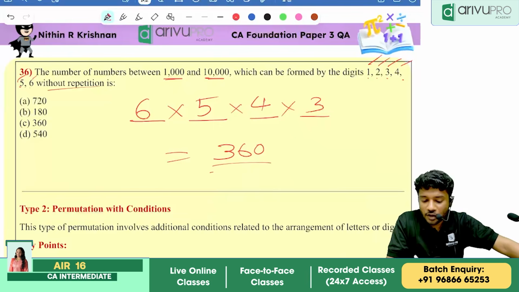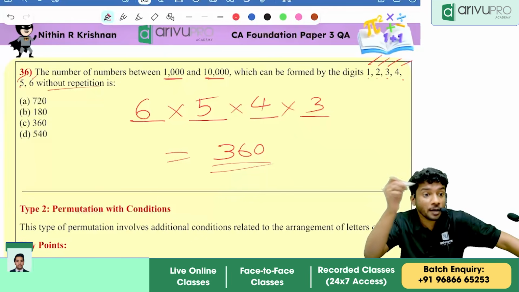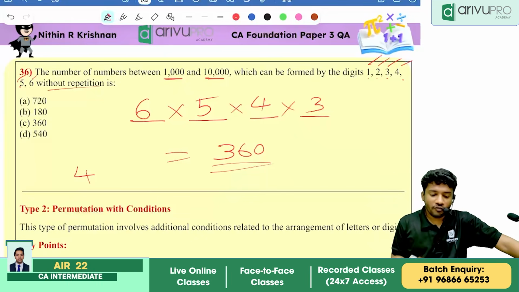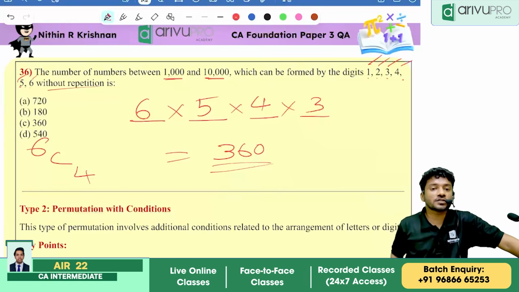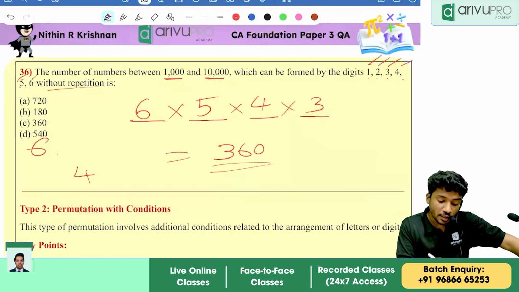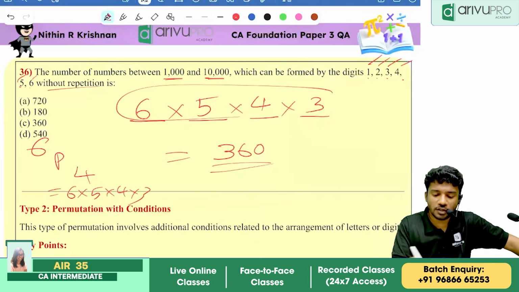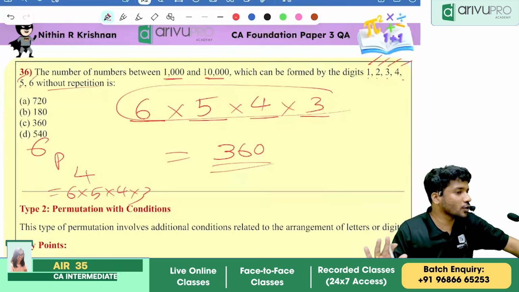360. Or in the permutation formula, how will you do it? I require 4 places. From how many am I selecting? From 6. So it is 6P4, which is equal to 6 into 5 into 4 into 3. Same thing is there, right? Yes, that way also you can write it.